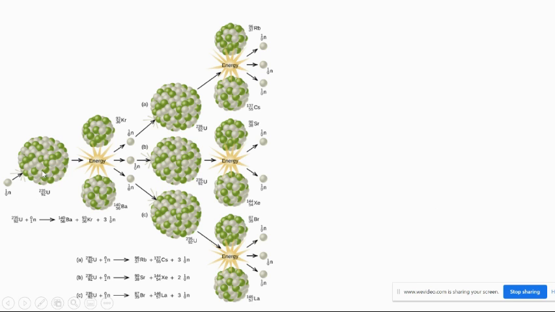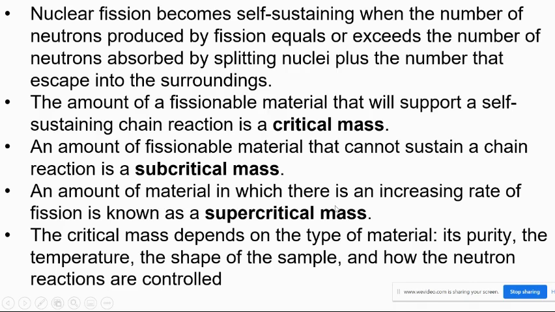So here's what we were talking about with that. We hit this with 1 neutron. That neutron creates these guys and 3 more neutrons. That's going to go and hit some more uranium. It'll produce these and 9 neutrons, and it just keeps going and going and going, and it's like this continuous process. So nuclear fission becomes self-sustaining. So they hit it with 1 and it creates more neutrons.